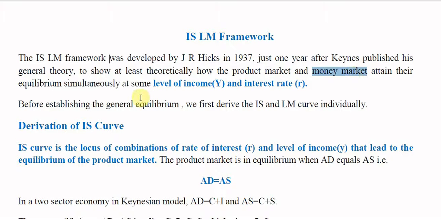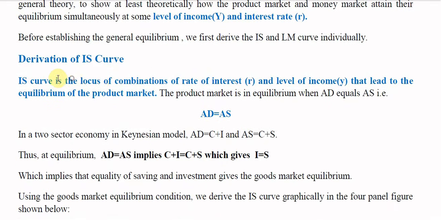Before establishing such general equilibrium point, we first derive the IS curve and LM curve individually. The IS curve shows the level of interest and the level of income that leads to the equilibrium in product market. In other words, IS curve shows the interest rates and income levels that can equate the demand and supply in the product market.